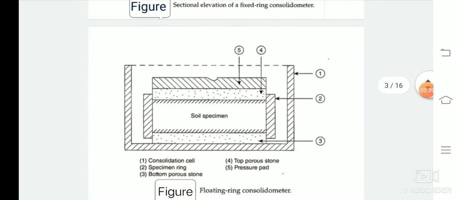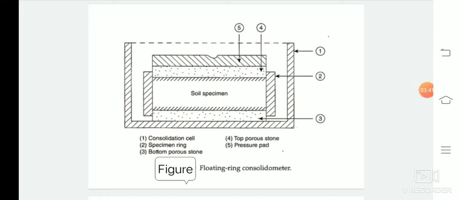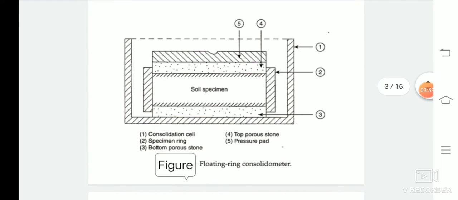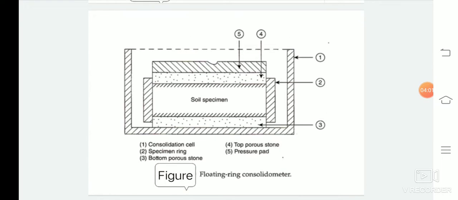So what about the floating ring type consolidometer? In this type of consolidometer, the specimen ring is not fixed in position. The soil specimen moves both in upward and downward direction relative to the specimen ring during consolidation. The advantage of this floating ring type consolidometer is that the skin friction between the soil specimen and the inside surface of the specimen ring is less compared to that of the fixed ring type consolidometer.